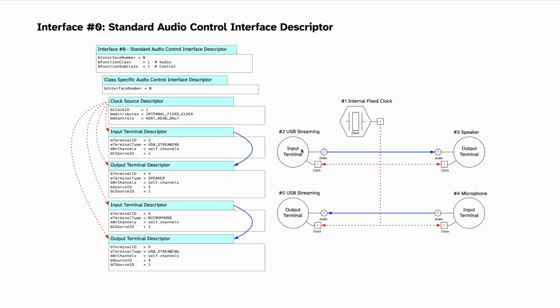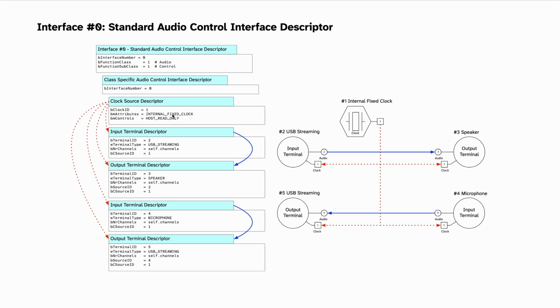So this USB streaming port is the data that's coming from the host, and that is going to the output on the audio interface. And then similarly, we've got an output terminal of USB streaming type, which gets its data from the microphone on the USB audio device. So these USB streaming endpoints are what's carrying the actual streaming data on the wire, and the speaker and the microphone are physically what they're connected to.